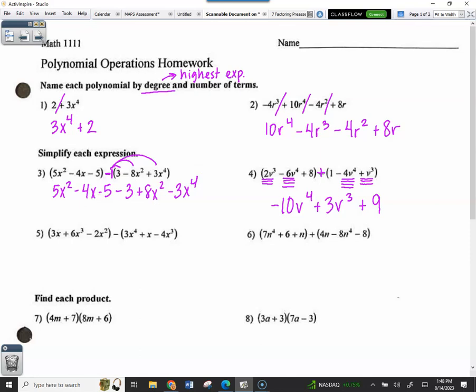And then you would go through and find your like terms and combine them. I would start by looking for the highest exponents, and then that way you know what needs to slide to the front. So negative 3x to the fourth. Then we have 5x squared plus 8x squared. There's no like term with the x, so you just copy it. And then negative 5 minus 3.